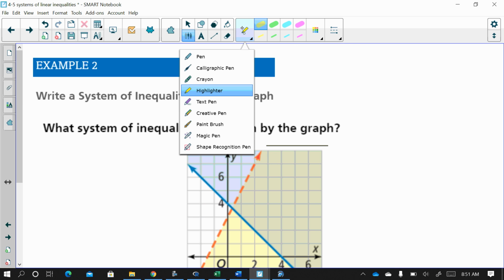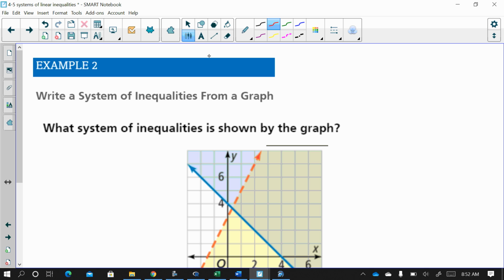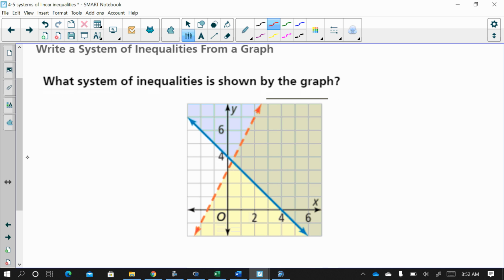Okay, let's do it backwards now. So they're going to give us the graph. We need to come up with the inequality. Okay, so let's start with the red inequality. We need to do the y equals mx plus b, of course.